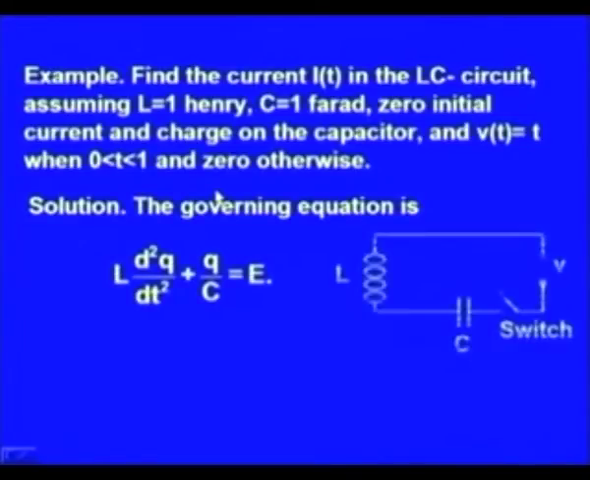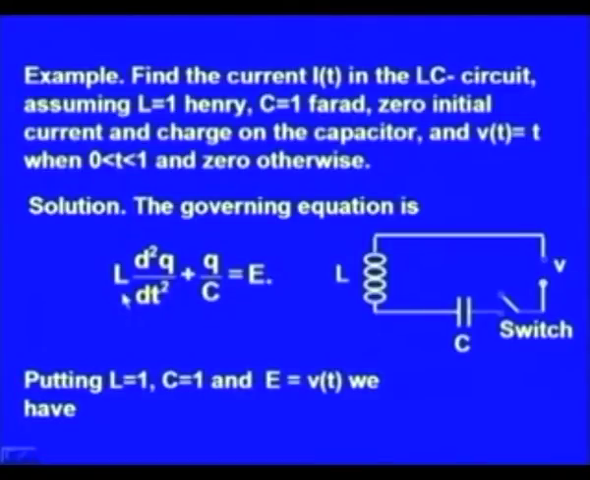Now, in the case of the given problem, the governing equation will be L di/dt plus q/C equal to E, but i we know is dq/dt. So, we get L d square q by dt square plus q/C equal to E. E here will be replaced by V(t). And we are given that L is equal to 1 and C also equal to 1, so let us put that, and we put E equal to V(t), but V(t) is equal to t when 0 is less than t less than 1 and 0 otherwise.